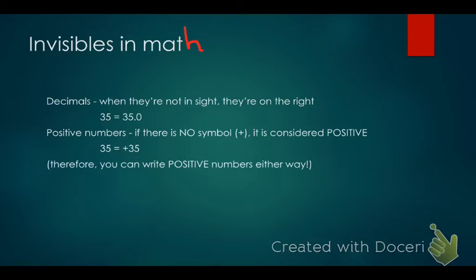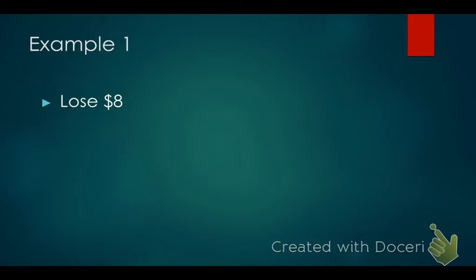All right, let's get into some examples. In example 1, I want you to write this: if you lose $8. Lose is in the negative, so we would write negative, and then what we're talking about, $8. We're going to label all of these as well, just as you will on your practice sheet.